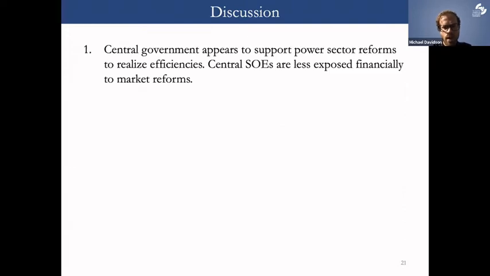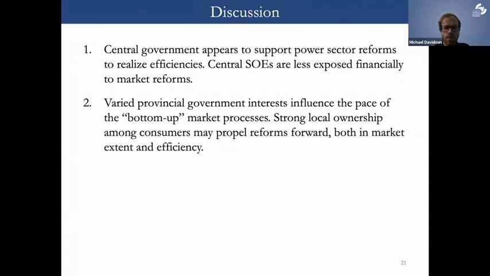So to wrap up some of the discussion here, first, we find that the central government appears to support power sector reforms to realize efficiencies, as we'd expect. And central SOEs appear to be less exposed financially to the market reforms. That is, they're responding somewhat less to coal price pass-through concerns, thus demonstrating that they're somewhat more robust to the financial implications of market reforms. And we also found that provincial government interests can influence the pace of the bottom-up market process. In particular, we showed that strong local ownership among consumers and producers may propel these market reforms forward in terms of market extent, as well as possibly efficiency.